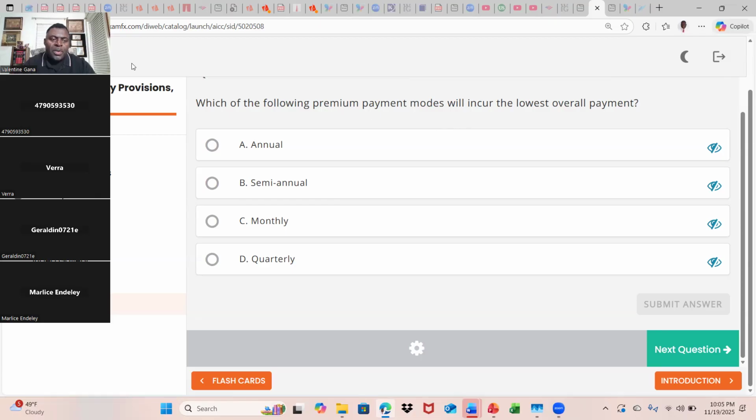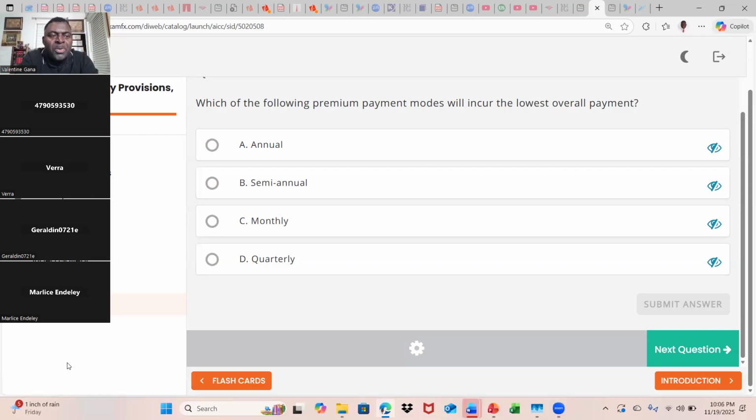Which of the following premium modes will act? First of all, what are the premium modes? You have monthly, quarterly, semi-annual, and annual. Annual means you're paying just once a year. Monthly means you're paying every month, as opposed to paying once a year.